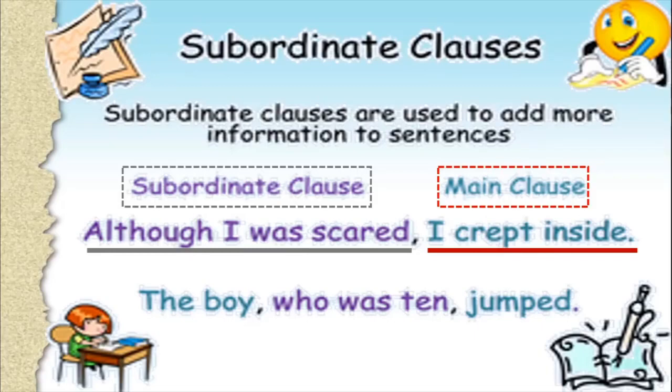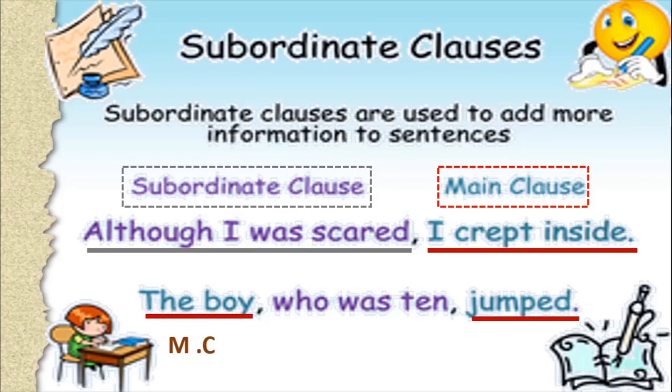Let us move to the next example. The boy who was 10 jumped. Now you can see here, this is a little different from the first example. In the first example, the subordinate clause was bunched together and the main clause was separate. But here, the boy jumped is the main clause. The boy, half of it is before the subordinate clause and half of it is after the subordinate clause. So the boy jumped, this is the main clause, underlined in red and in blue letters.